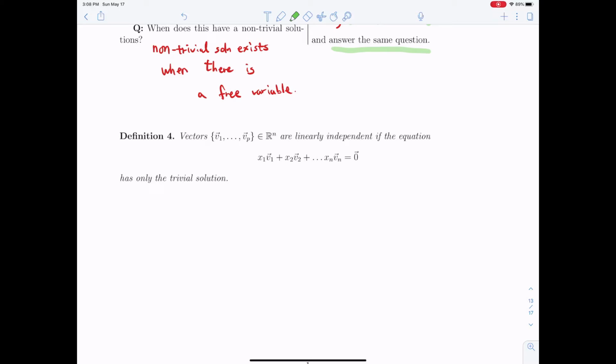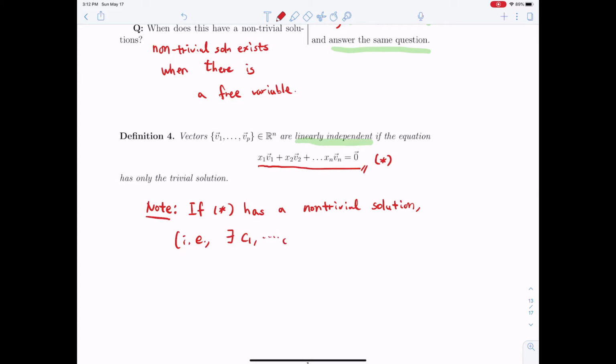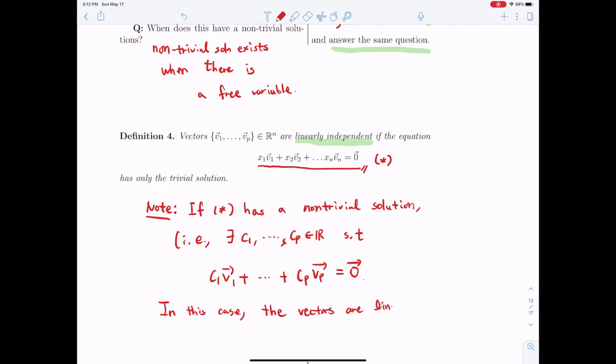Suppose that you have a set of vectors in Rn. Then we call the set of vectors linearly independent if the given homogeneous system of equations has only the trivial solution. Here, if the equation star has a non-trivial solution, then this means that we can find non-zero solutions for the x_i's, or we can find numbers C1 through Cp in R such that these C's solve the given equation above. In this case, we call the given vectors linearly dependent. Here, this flipped E is a mathematical symbol that means there exists.